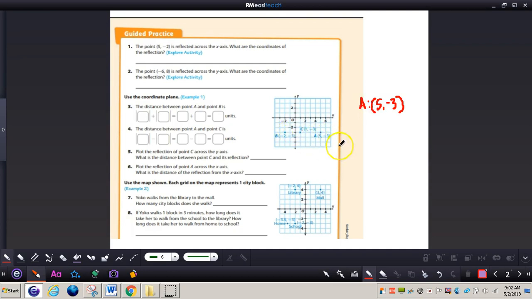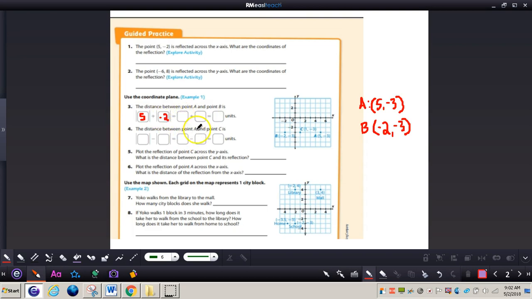Then we see B is -2, -3. Okay, so we can see first of all that the y-coordinates are the same. So now we need to focus in on the x-coordinates. Because they both have different signs, what we're going to need to do is find the sum of their absolute value. So we need to find the absolute value of 5, absolute value of -2 as well.